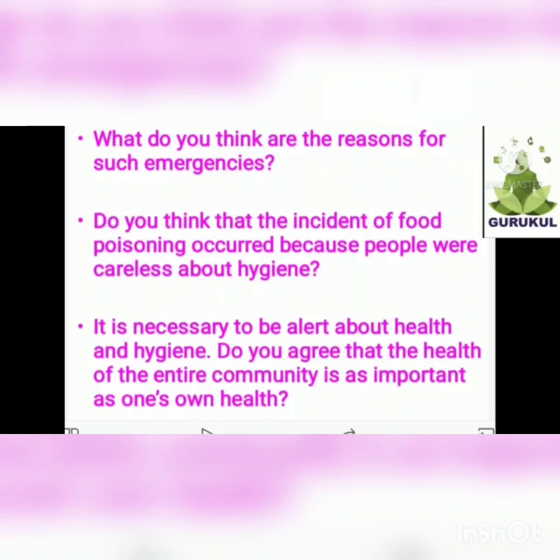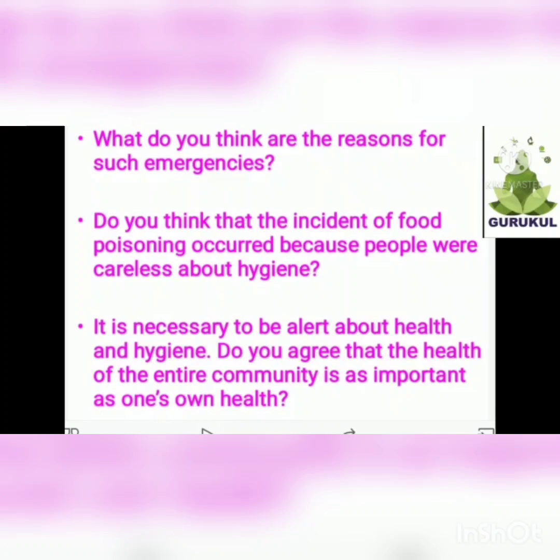Is it correct? Okay. So, do you agree that the health of the entire community is as important as one's own health? Yes? Right. It means that not only for us but for our entire community, it is necessary to take care of our health and hygiene. Okay, understood every one of you?